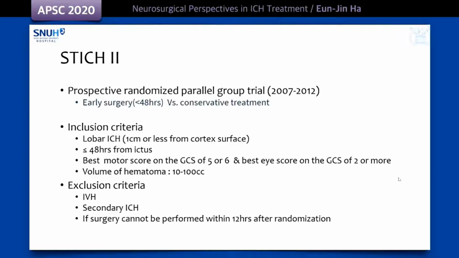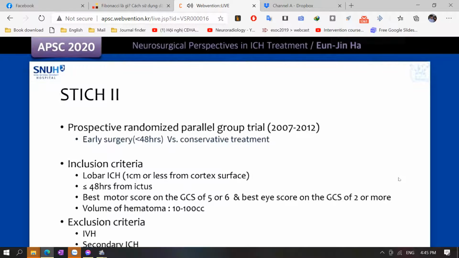Consequently, a second study was performed by the same group of investigators to test the hypothesis that patients with superficial hematomas within 1 cm from the cortical surface could benefit from early hematoma removal. The inclusion criteria of this study were as follows. Patients with IVH or secondary ICH, or those who could not undergo surgery within 12 hours after randomization, were excluded.